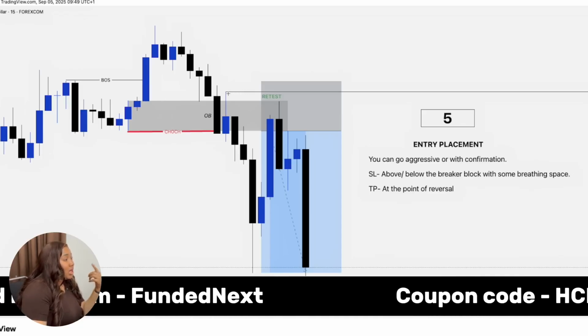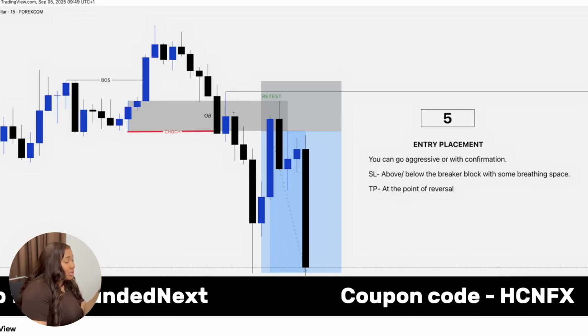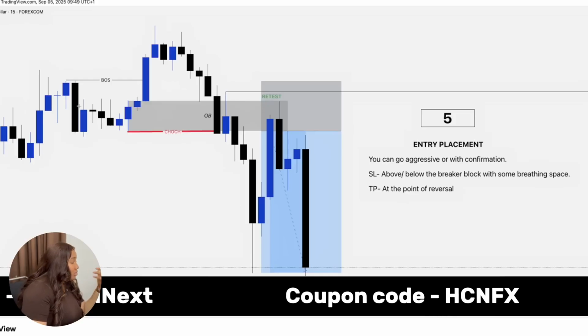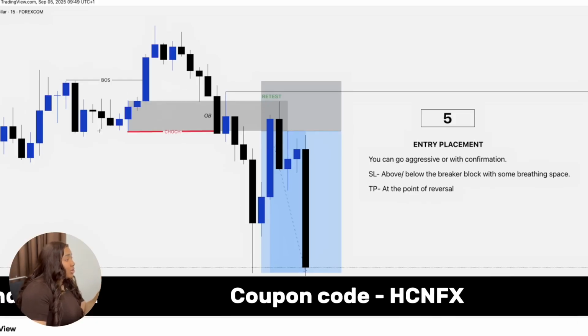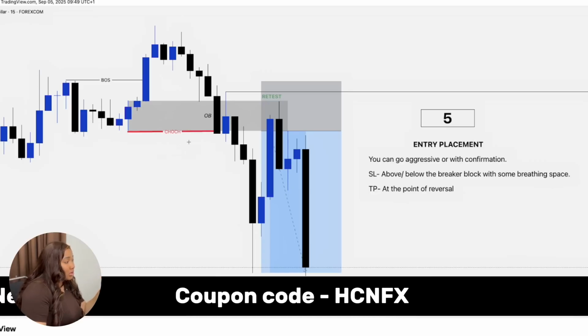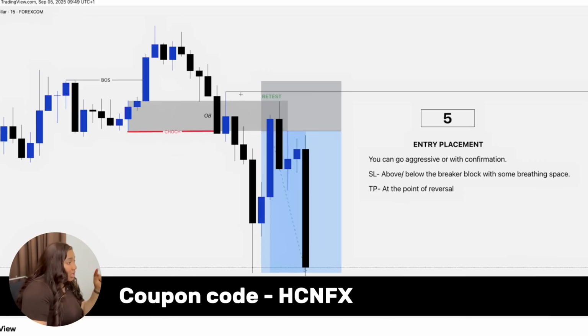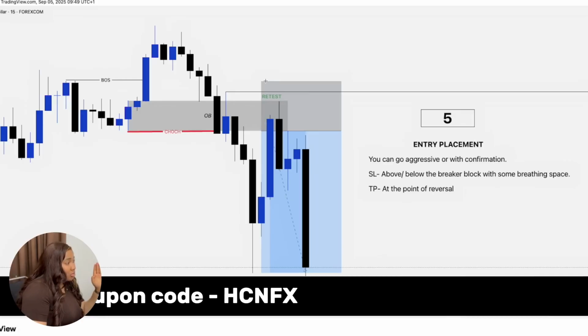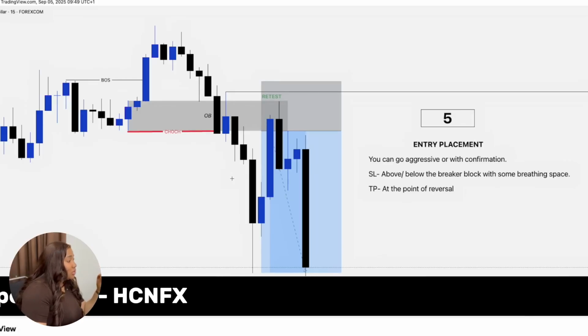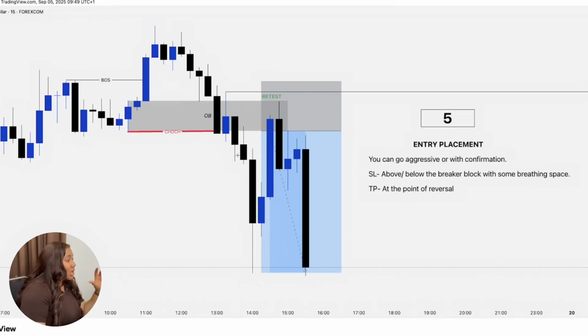Now, from here, I always consider the last weak rejection after the break, just like what I do if I'm trying to take my trades from other blocks. So look out for the last weak rejection and put your stop loss a little bit above or below if it is a buy. I'll still show you guys a buy example. And then for the take profit, should be at the point of reversal. Be very realistic with your trade and watch the markets play out in your favor. Let me show you guys a buy example.